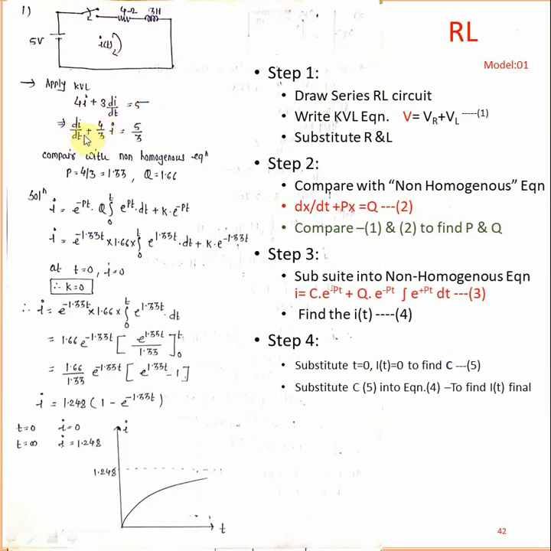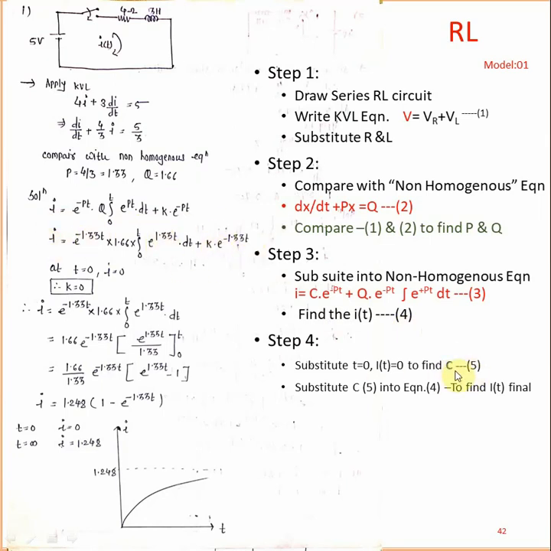After finding it, rearrange. So di by dt, then you will write that divided by 3. Why? Because my equation is similar to equation number 2. Then I can easily compare to find out the p value and the q value. Once I find the p value and q value, substitute into the non-homogeneous equation, equation number 4. This is equation number 4. I will substitute it.